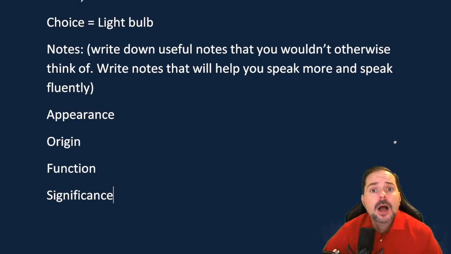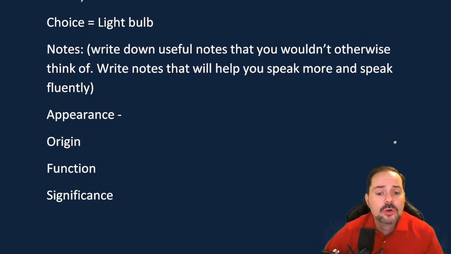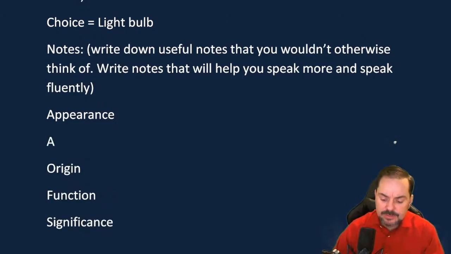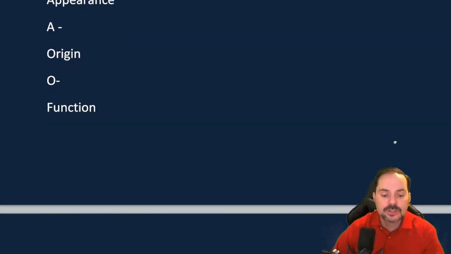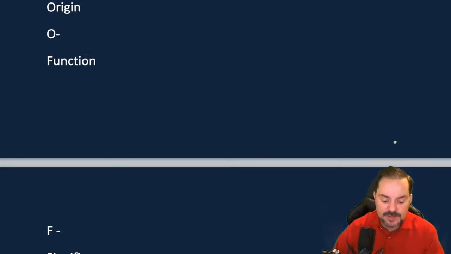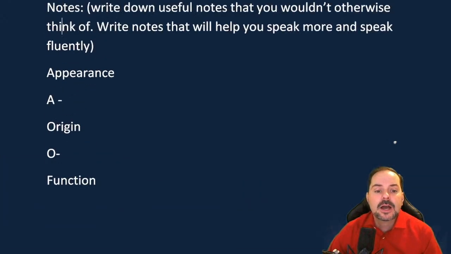All right, okay. So all of these I need to talk about, and I don't need to write all these down in my notes. Now, in my notes, I might just write down something like, if I remember, appearance, origin, function. Instead of writing down appearance, I might just write down A in my notes, and then instead of origin, O. Okay? And instead of function, you got the hang of this now, F, and instead of significance, S in my notes. Okay? And then appearance.